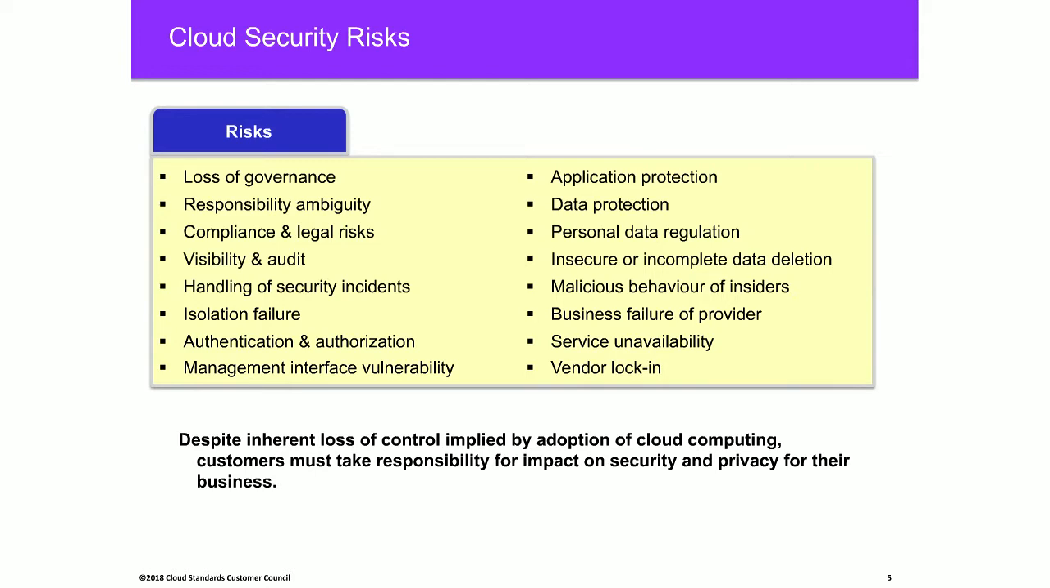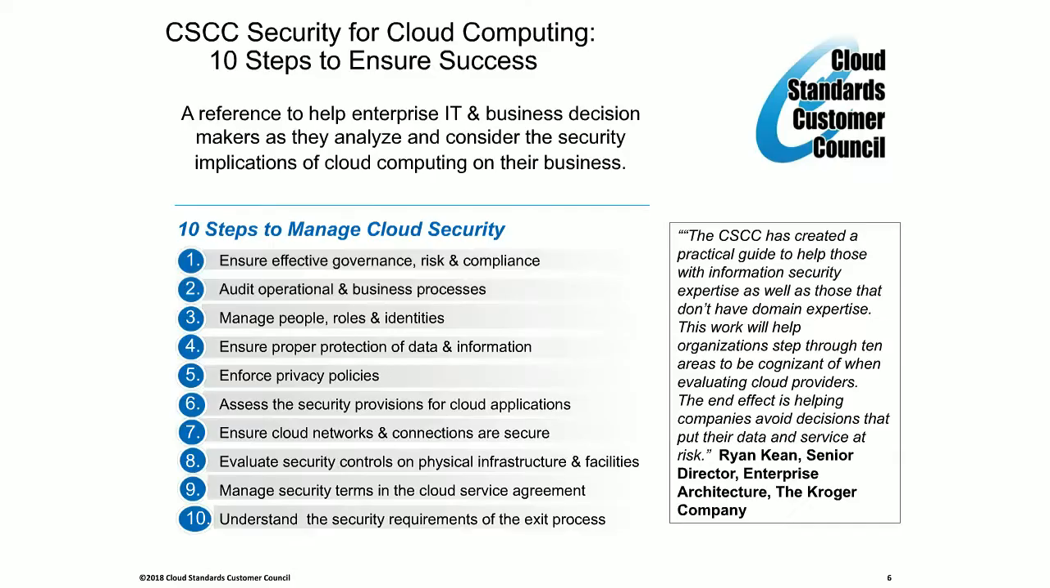So all addressed in the paper, just touched on here at a high level. If we move on then from those risks, which are dealt with in the earlier part of the paper, we then move on to what is the core of the white paper, which is the 10 steps you can use to manage cloud security with those previous risks that we talked about in mind.